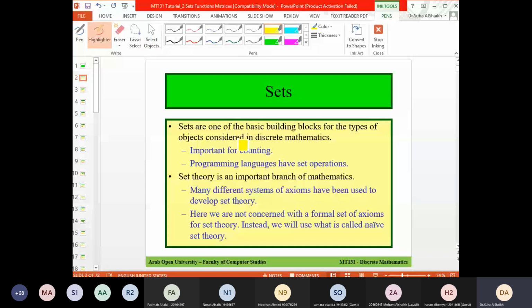Set in Arabic means مجموعة. It is one of the basic building blocks for the type of objects considered in discrete mathematics. It's very important to talk about sets whenever we talk about discrete mathematics. It's important for counting. It's important for programming languages that have a set operation. Set theory is important in a lot of branches of mathematics. For different systems of axioms, we are not concerned here. We are not concerned with a formal set of axioms for set theory. Instead, we will use what is called naive set theory.